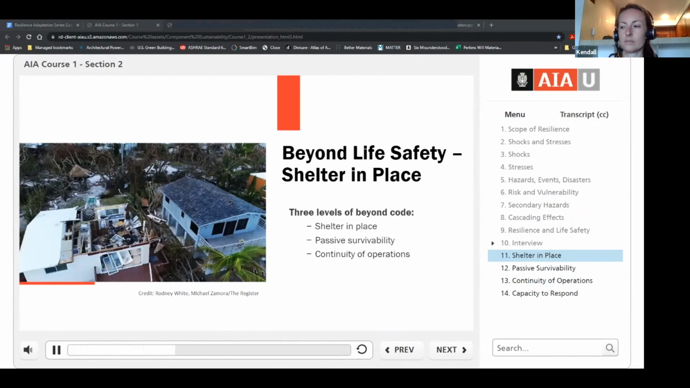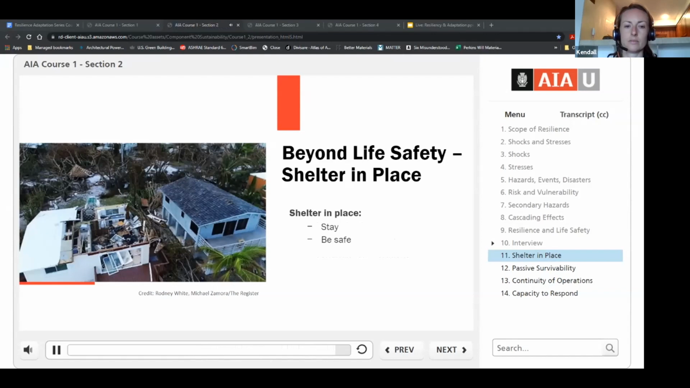Sheltering in place means exactly that, the ability to safely ride out a hazard event inside a facility. While the building may not be able to function after the event is over, it will be sufficiently robust, or it will have sufficient safe areas within it, so that occupants will be able to remain safe inside during the event itself.